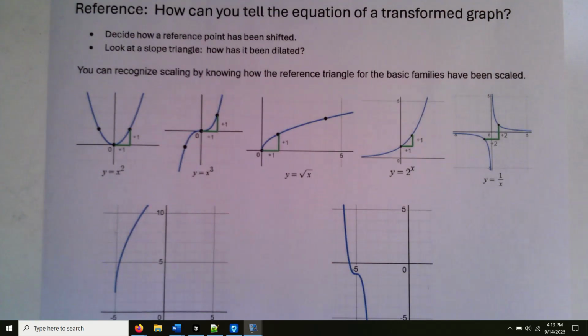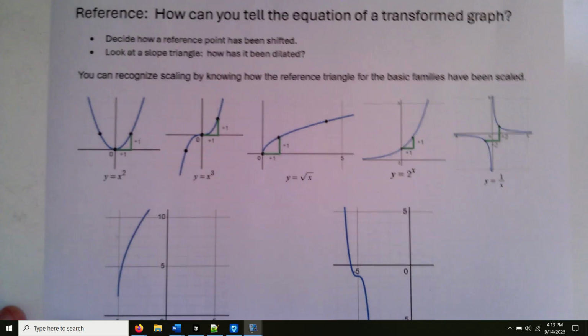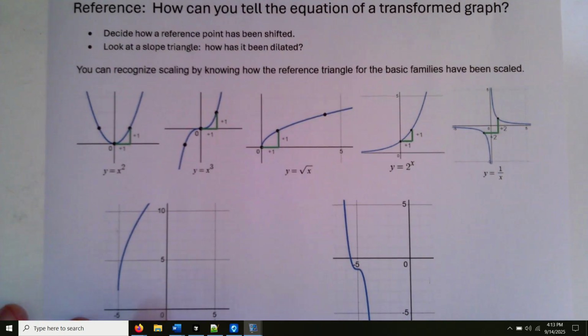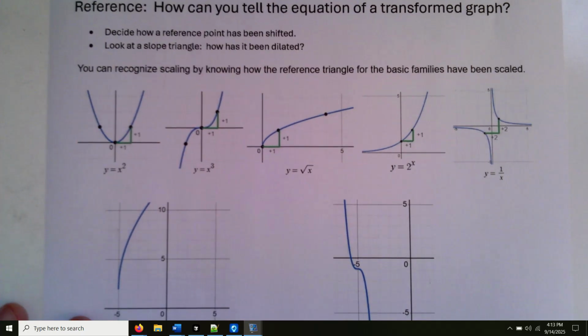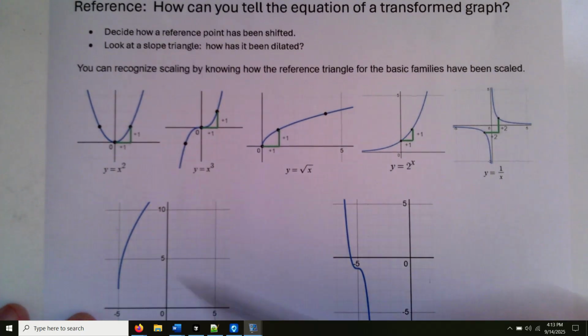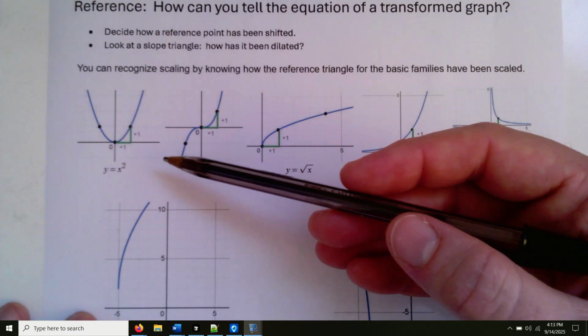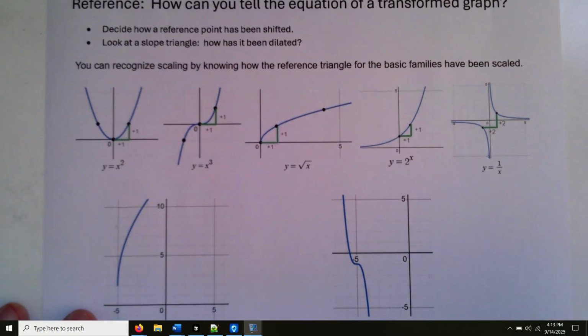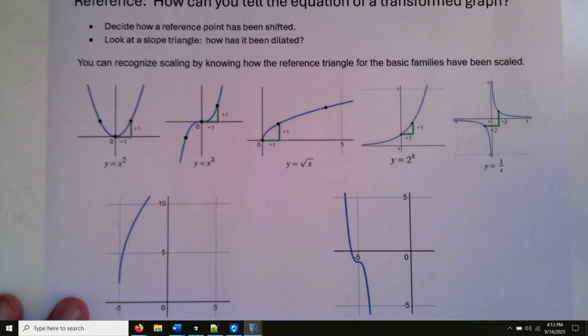Hi, everybody. Let's do some notes on how you can tell how a parent graph has been transformed. This is only going to make sense if the transformation involves an integer. So if it's been dilated by an integer or if it's been translated by an integer. That said, the process is hopefully going to be fairly straightforward.